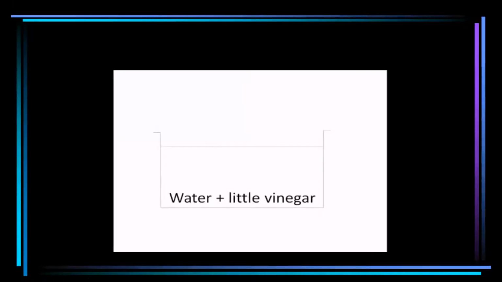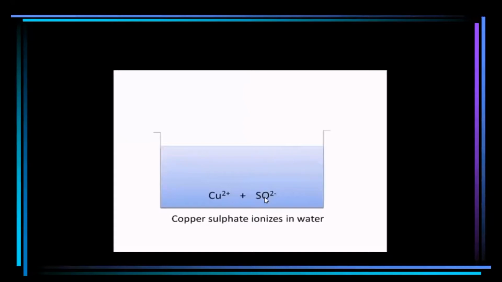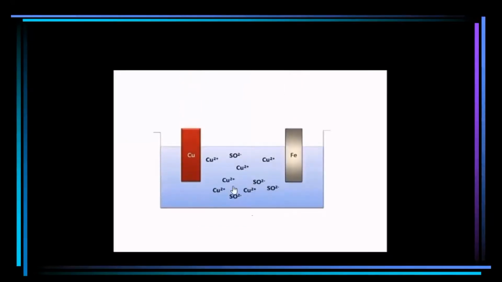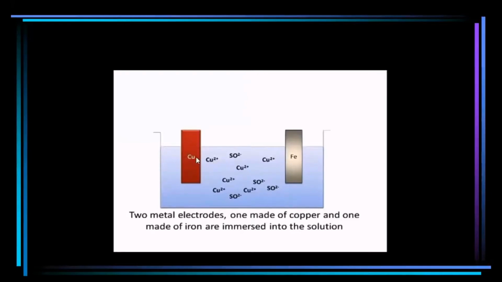Okay, so you have water, a little bit of vinegar. It needs to have ions in it. Here's the copper. The copper sulfate, which should be SO4. She made a mistake here. All of these should be SO4. Okay, so you have copper.